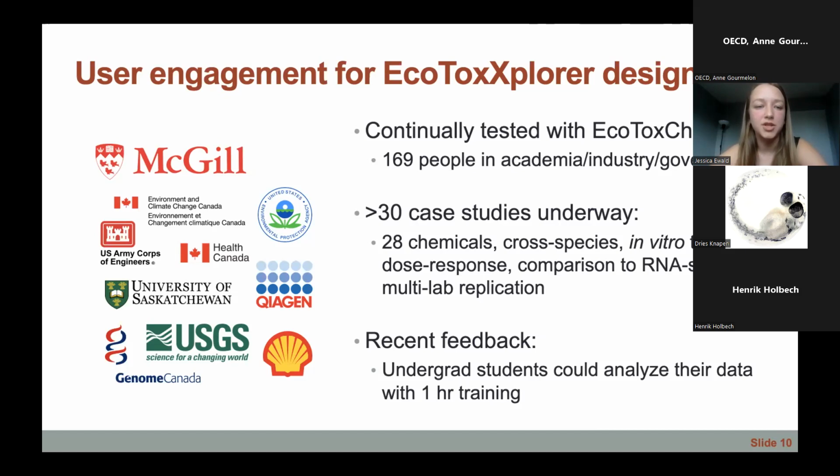The Ecotox chip project is currently in the final stages, and more than 30 case studies with the Ecotox chips and the web tool are currently underway. These encompass a wide range of chemicals, involve cross-species comparisons, in vitro to in vivo comparisons, dose response analysis, cross-platform comparisons, and then multi-lab replication. And some recent feedback from all of this work is that undergraduate summer students were able to analyze their Ecotox chip data sets with only about 1 hour of training. So we think that we're really meeting our goal of making toxicogenomics analysis more accessible.